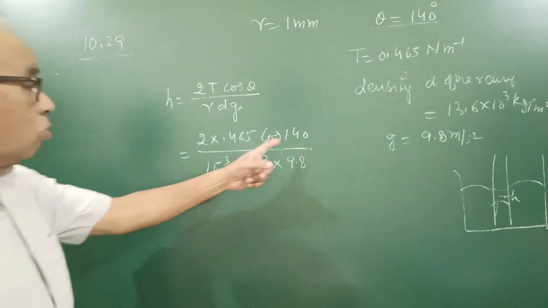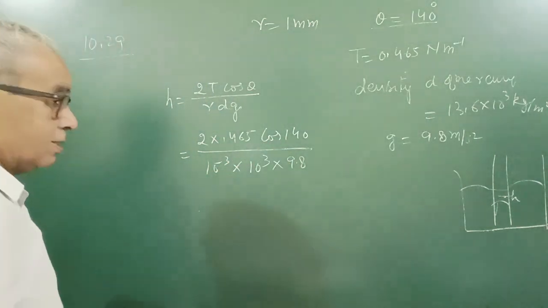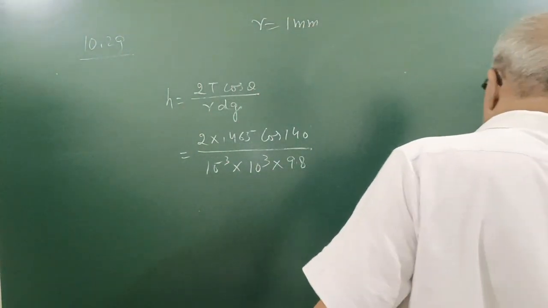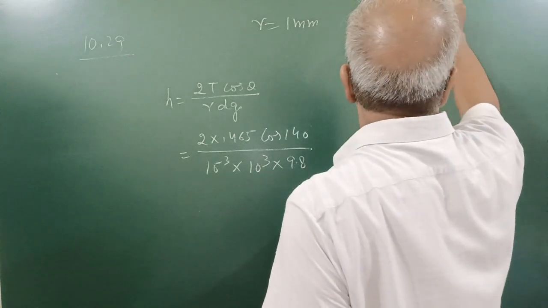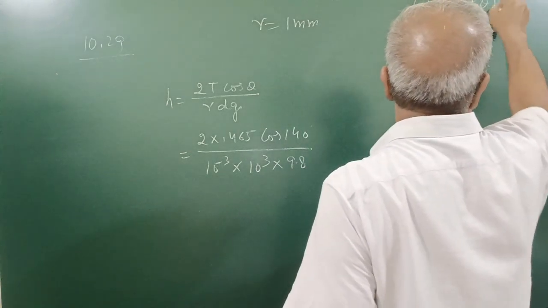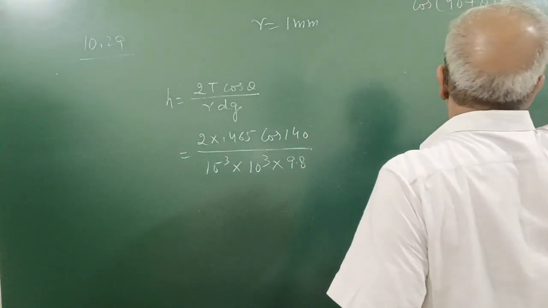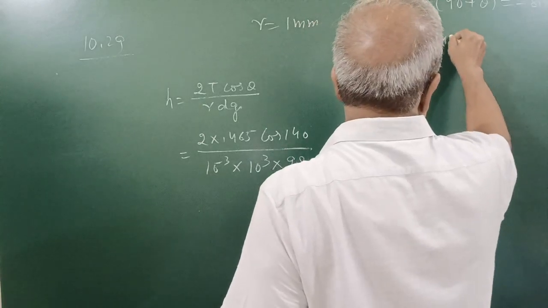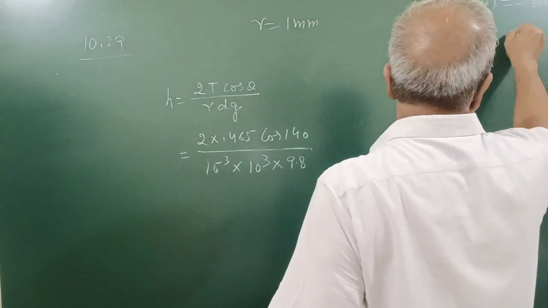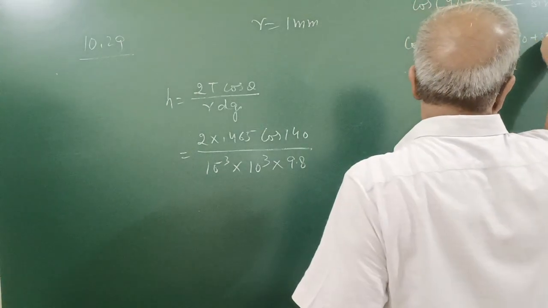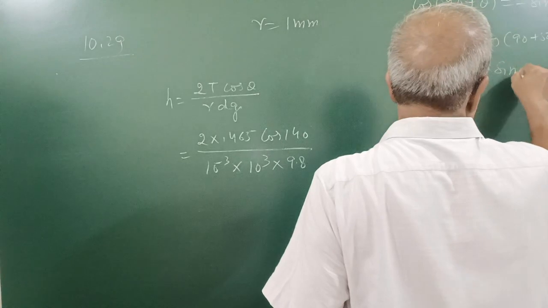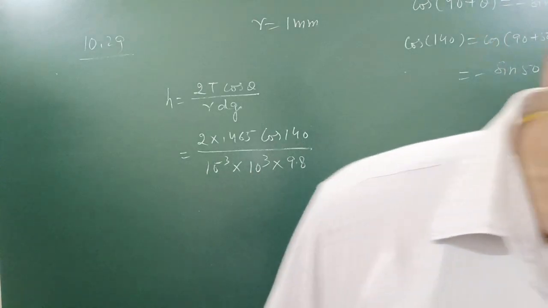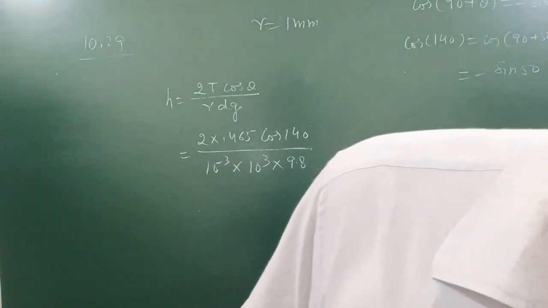The only matter to solve is cos 140. We know cos of 90 plus theta is equal to minus sin theta. Please learn this thing. So cos 140 can be written as cos of 90 plus 50, which is equal to minus sin 50. And the minus sin 50 value is there.